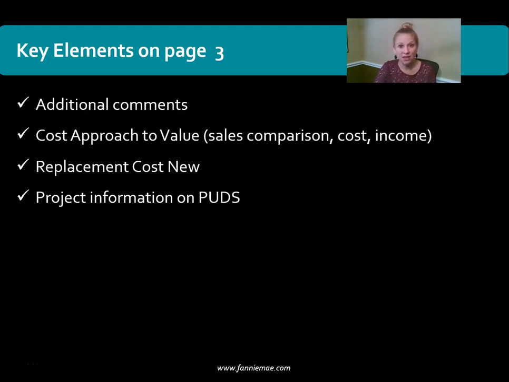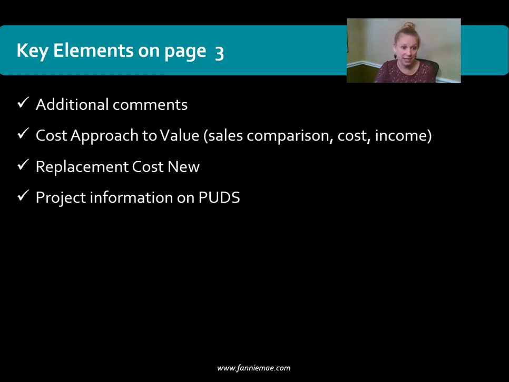You're also going to find the replacement cost, and that is giving you an estimate of what the property would cost if it was to be rebuilt. So this is important for insurance reasons. You want to make sure that the hazard insurance that you receive does in fact cover this replacement cost.